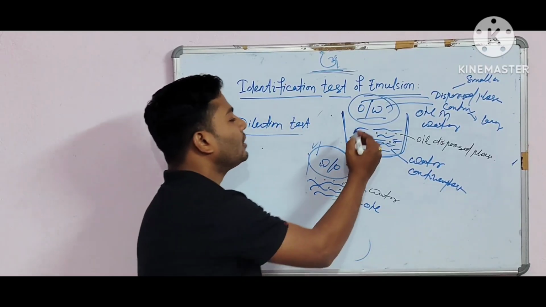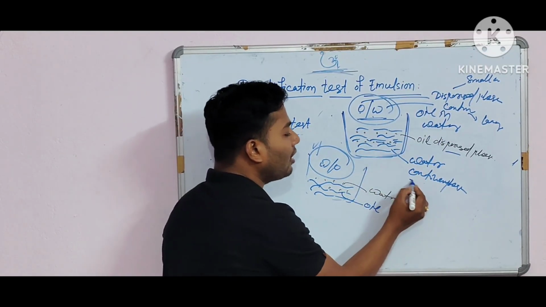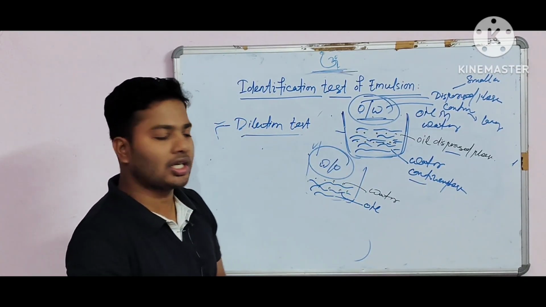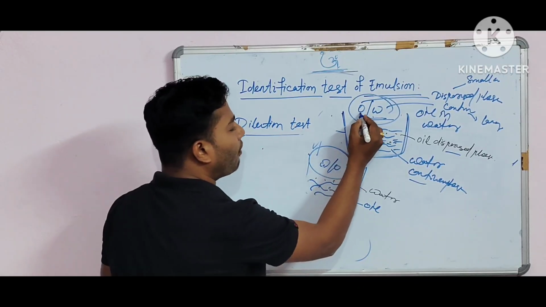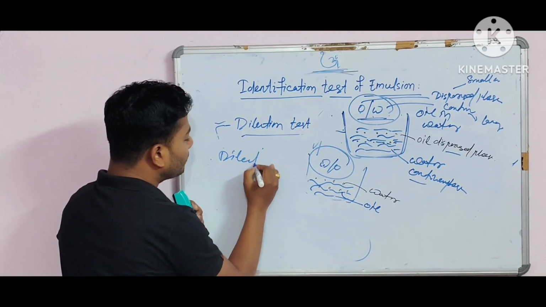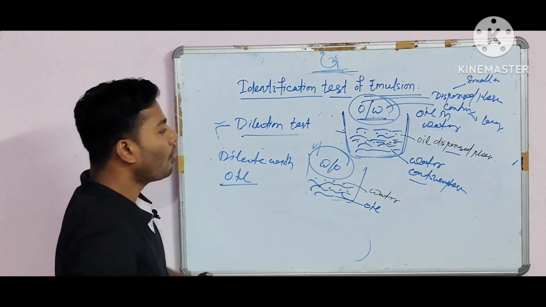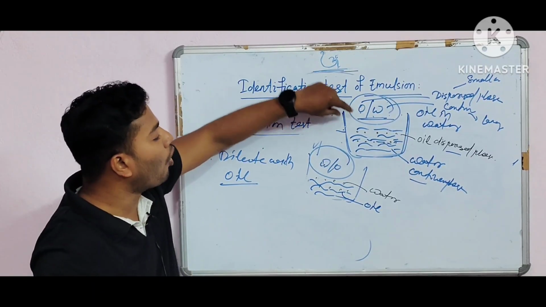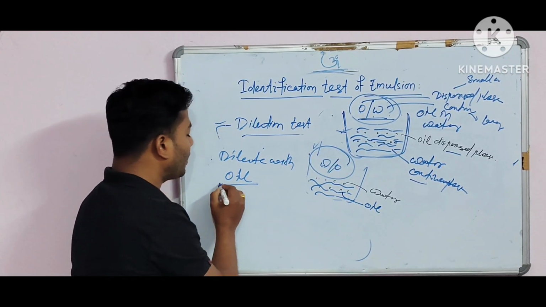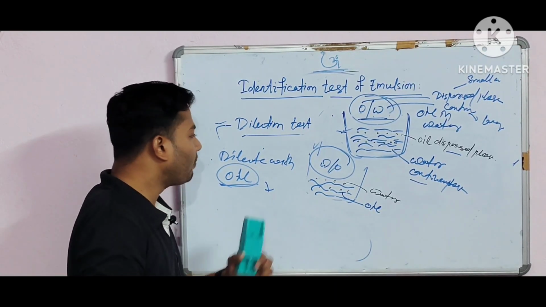Suppose you have to prepare the oil in water type of emulsion. Oil is the dispersed phase and water is the continuous phase. After preparation of the oil in water type of emulsion, if you dilute such an emulsion with oil, what problem will arise?